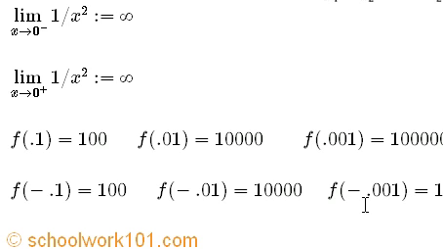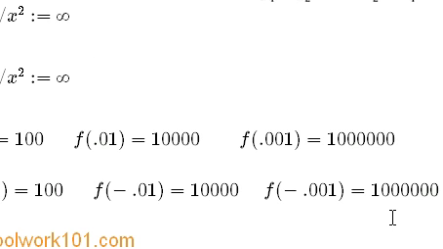And of course I plugged in negative 0.001, and this has actually been cut off, but I believe that's 1 million. 0.001 squared, and 1 over that, yeah, I believe that's 1 million there. I don't know if there was a way to scroll over on the screen there. Okay, it's kind of moved it over, and there it is.